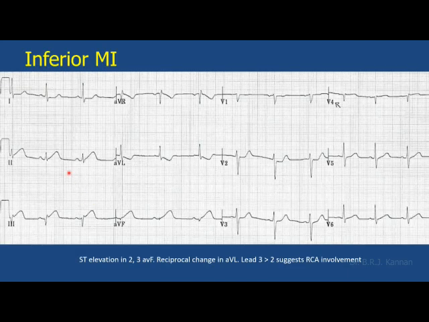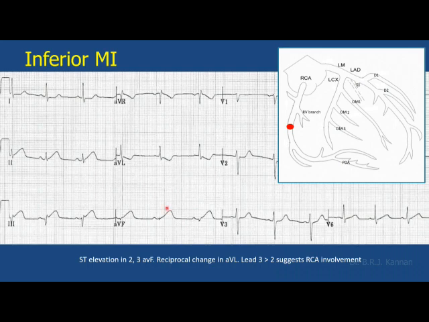This is the second clue. There is ST elevation in lead 2, lead 3 and aVF. Lead 3 is more prominent than lead 2. See the aVL. aVL is showing ST depression. Basically this ST depression is the reciprocal change of lead 2. So this simply means that this is a right coronary artery involvement. Why do I say this point? You will come to know subsequently why it is not very proximal.